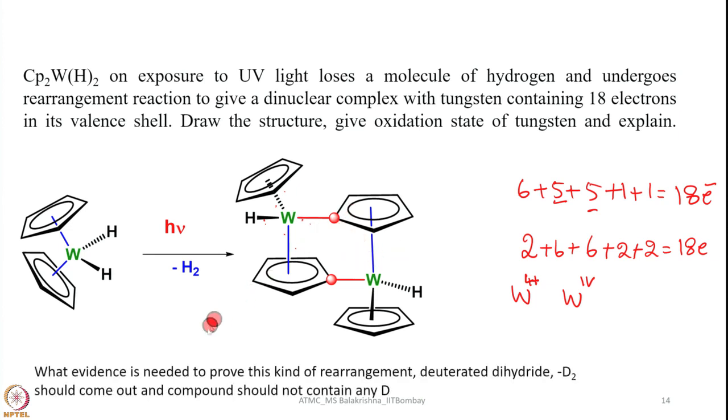And next is, what evidence is needed to prove this kind of rearrangement? So that means basically you start with the deuterated one, and then when you shine UV light, D2 will come out. And of course, once D2 comes out, if you monitor that reaction using 1H NMR, you should be able to see disappearance of these two, which indicates that these two go, and then we have a series, and actual CH activation takes place, and this hydrogen is not coming from here. Before the formation of this kind of bond through CH activation, this is also eliminated, and it is not coming back into the reaction scheme again.